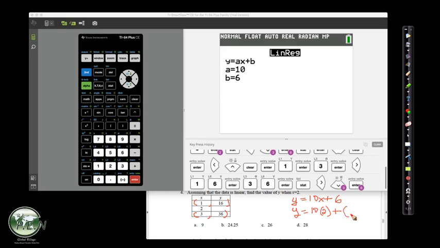And the calculation's not too difficult. 10 times 2 is 20, plus 6 is 26. Wow, there it is right there.